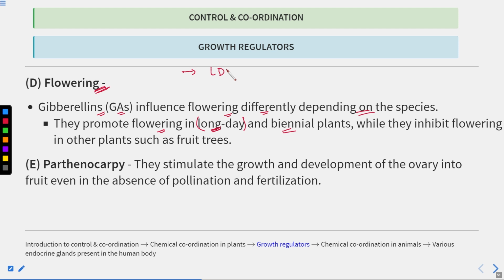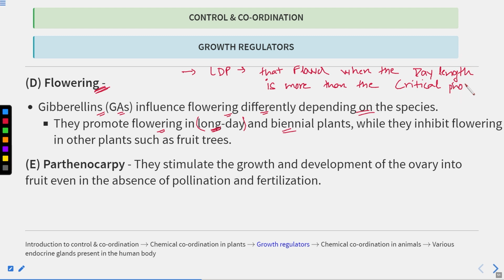Long day plants are those plants that flower when the day length is more than the critical photoperiod. I've already told you in the previous lectures what long day plants, short day plants, and day neutral plants are. So these are known as long day plants. Clear?